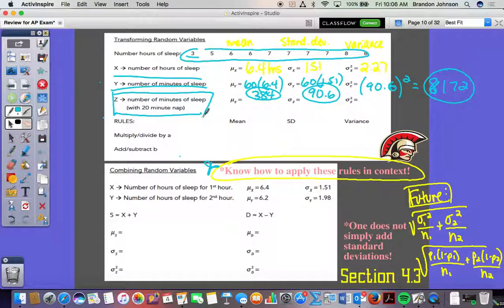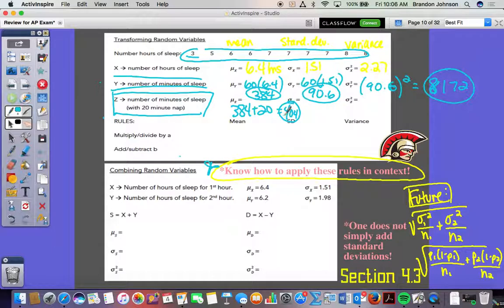Now, what if I took a 20-minute nap on top of 384? Would that change my mean? Yes, it would. 384 plus 20, we would add to get 404. Now, what if I added 20? Would it impact my standard deviation? You can't just add them, but it's going to impact it eventually.